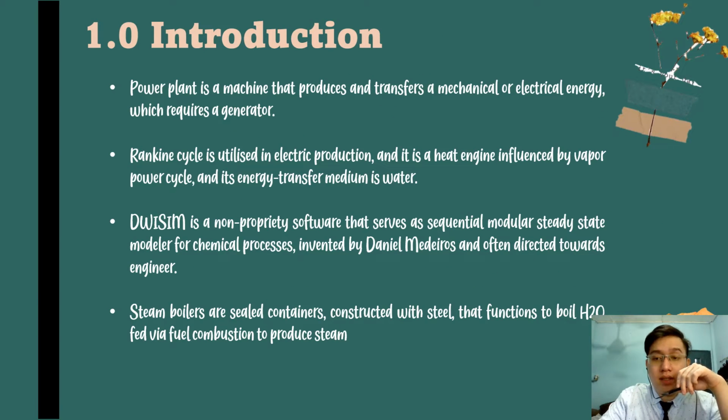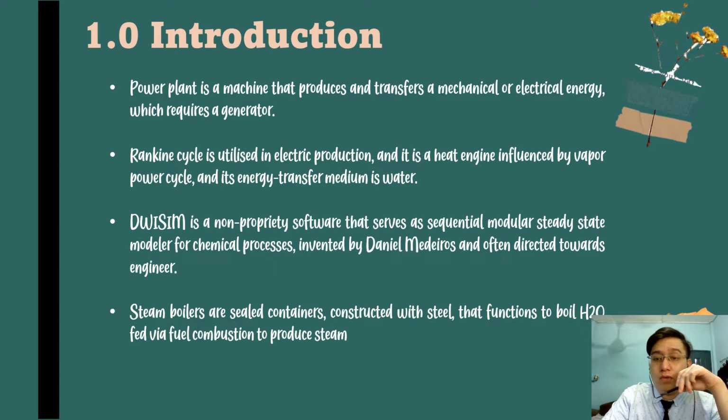For the introduction in this study report, we're going to talk about at least 4 keywords, and we're going to define them one by one. The first one is power plant. Now, what is a power plant? A power plant is a machine that produces and transfers mechanical or electrical energy, which requires a generator. The power plant we're going to talk about in this study report is the power plant from Yanggun Sdn Bhd, which is located at Sungai Bau, Sarawak.